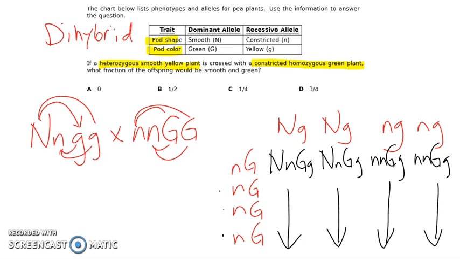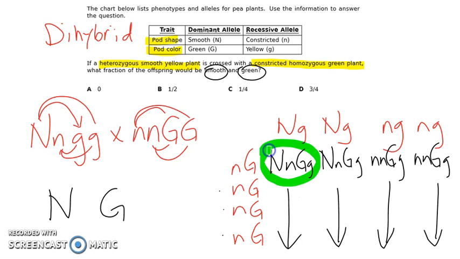So we're looking for how many would be smooth and green. So to be smooth, they need to have at least one capital N. And to be green, they need to have at least one capital G. So let's highlight in green all of our options here. So it looks like these four would be capital N, capital G. These are also going to be capital N, capital G.